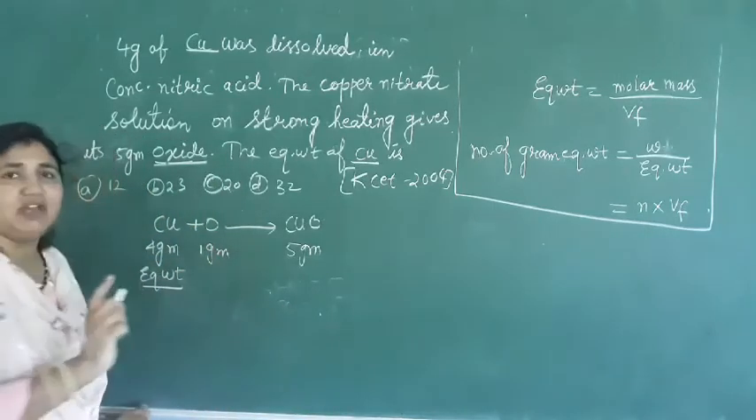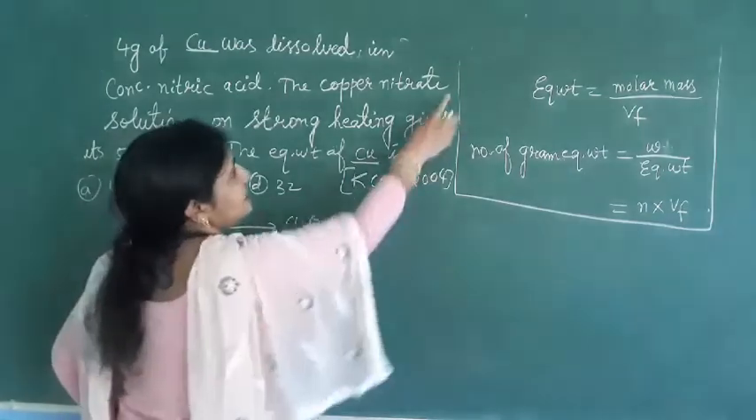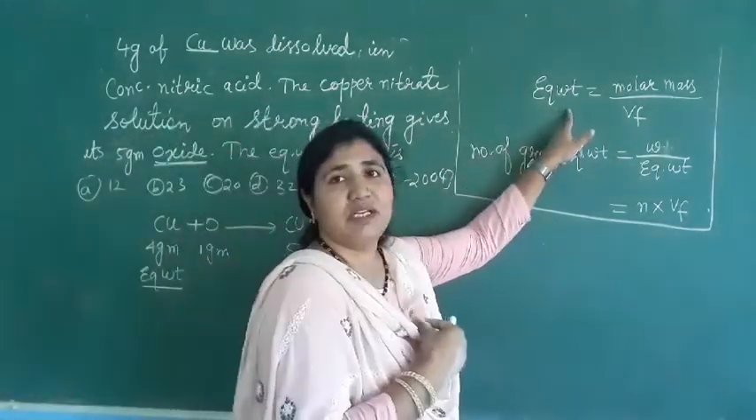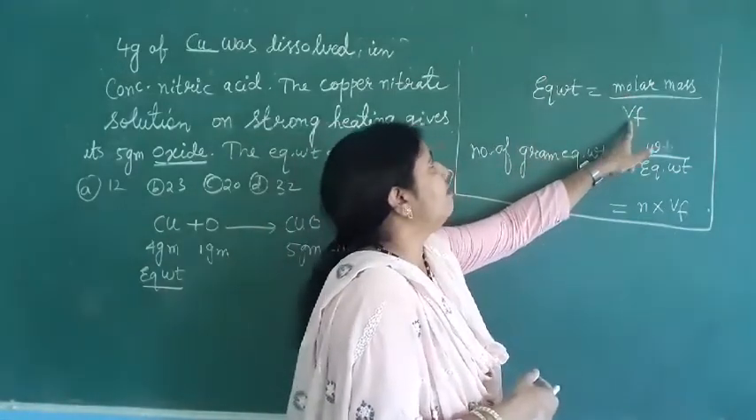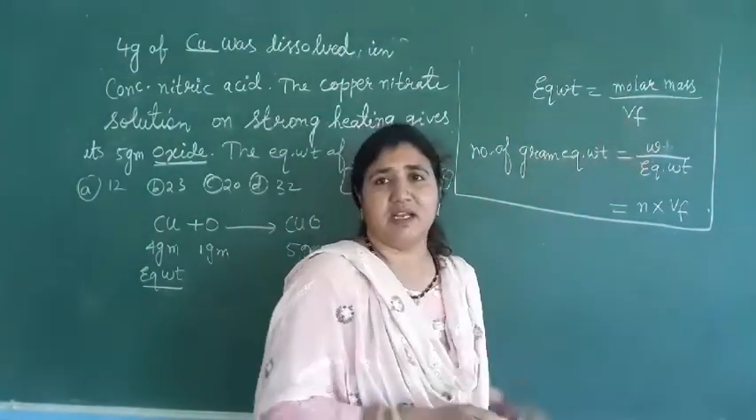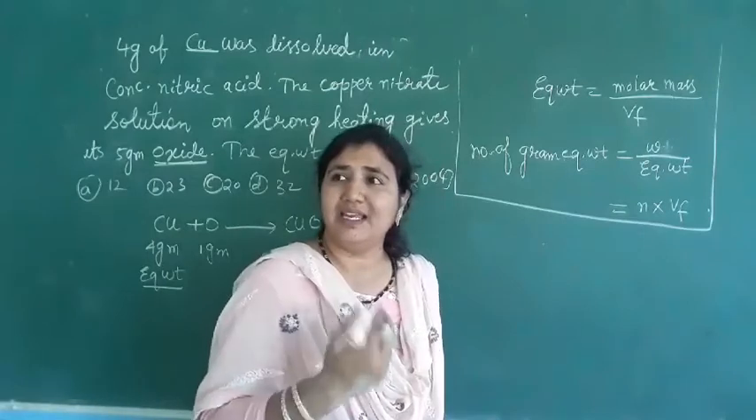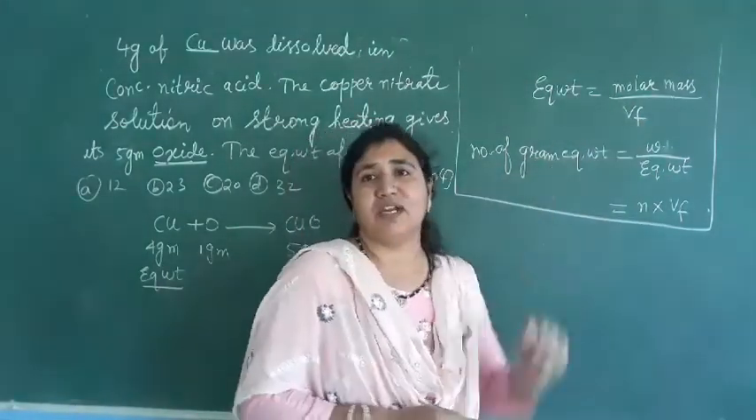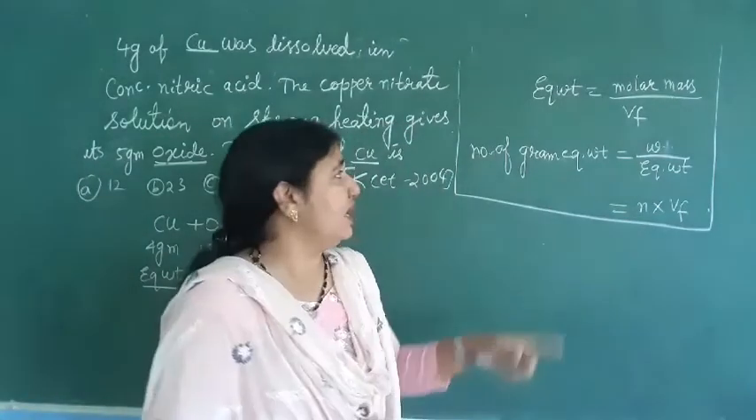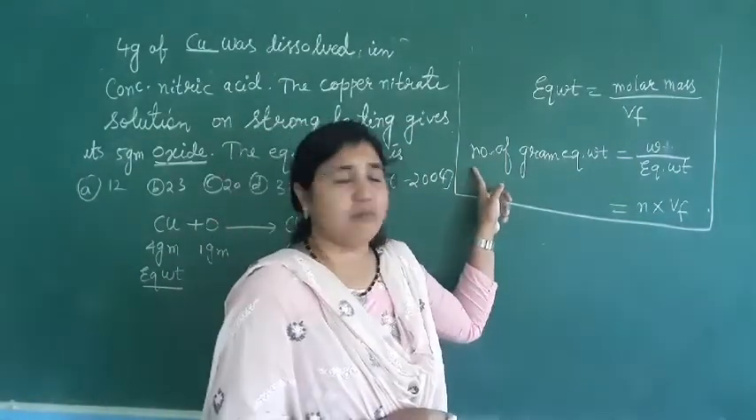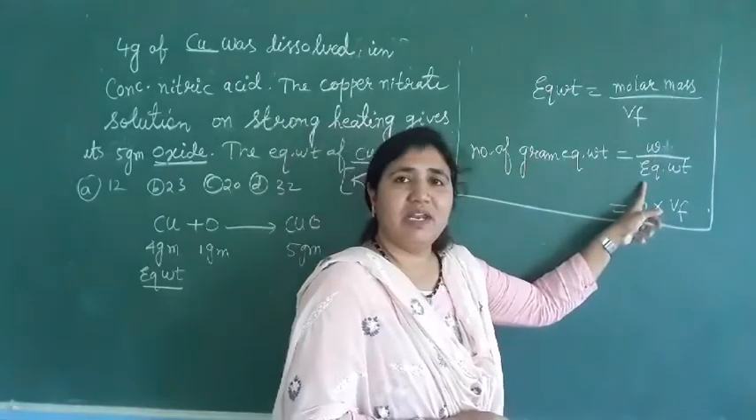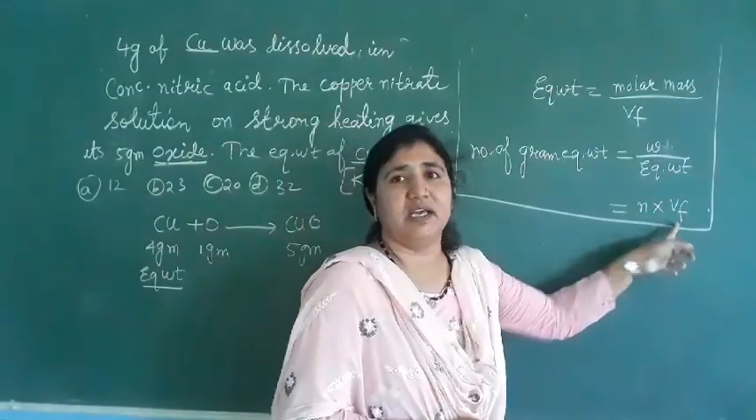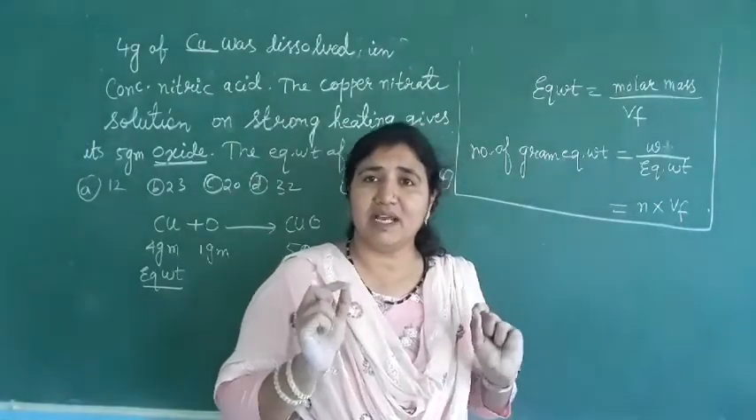We have to use the same formula now. What is that formula? Please always remember this formula. The equivalent weight formula is molar mass divided by valency factor. The equivalent weight of anything you want to calculate is molar mass divided by valency factor. And the number of gram equivalents formula is weight divided by equivalent weight, or number of moles into valency factor. Here you should be perfect in valency factor.